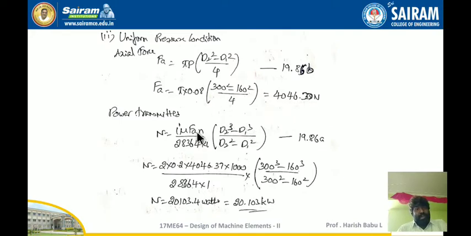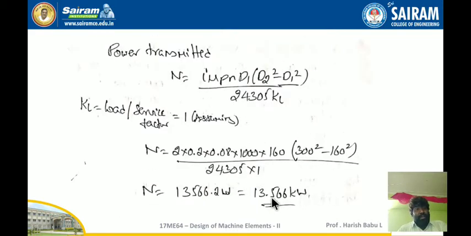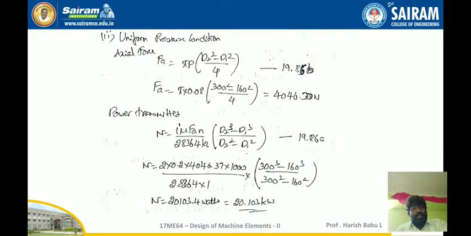So only Fa I'm going to change because all other things remain the same. So I'm going to go for the same formula now: i mu Fa n divided by 28,364 KL multiplied by (d2 cube minus d1 cube) divided by (d2 square minus d1 square). I'm going to substitute all the values and I'm going to get power as 20.103 kilowatts. So this is in the uniform pressure theory, and if I go for uniform wear theory, I'm going to get power as 13.566 kilowatts. So this finishes the given problem.